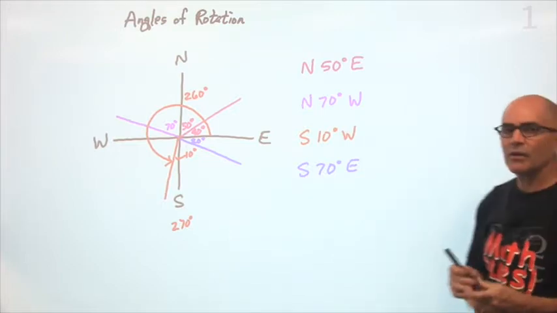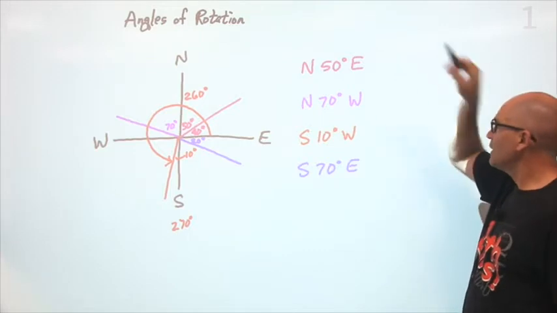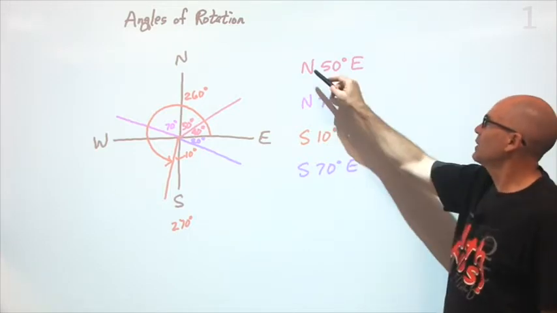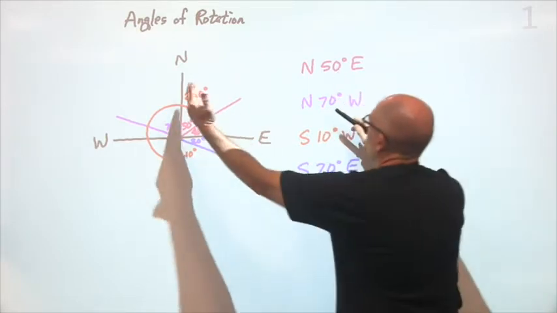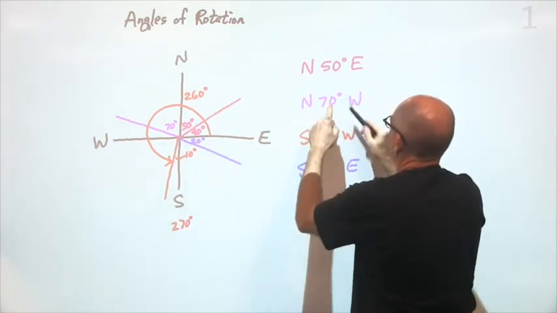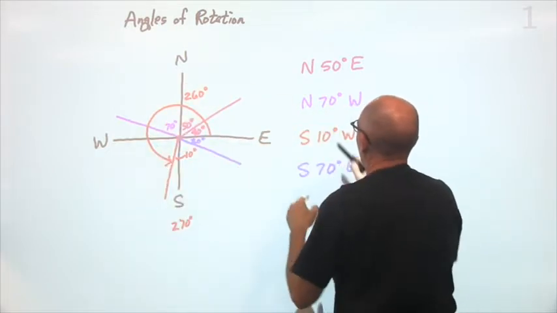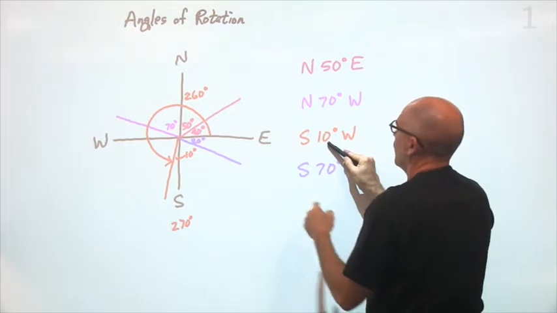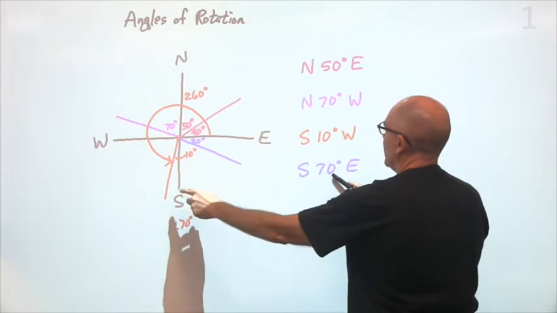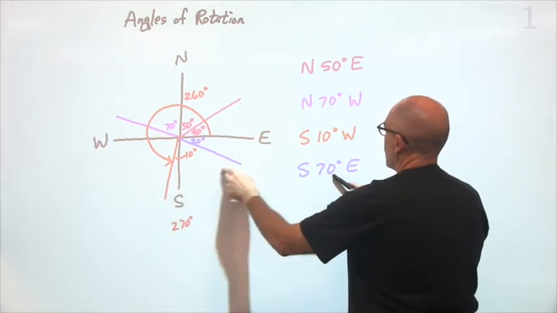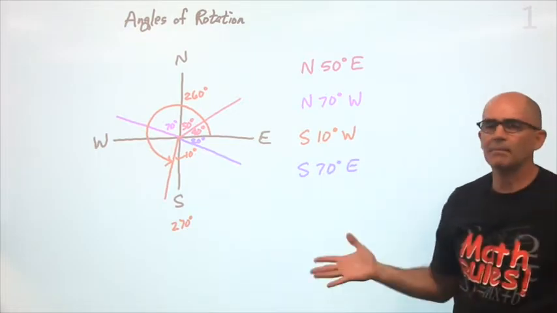Notice the first letter is always either north or south. You're never going to have an east 50 degrees north. So it's north 50 degrees east means 50 degrees toward the east from the north, or 70 degrees toward the west from the north, or 10 degrees toward the west from the south, or here is 70 degrees toward the east from the south. That's it, piece of cake.